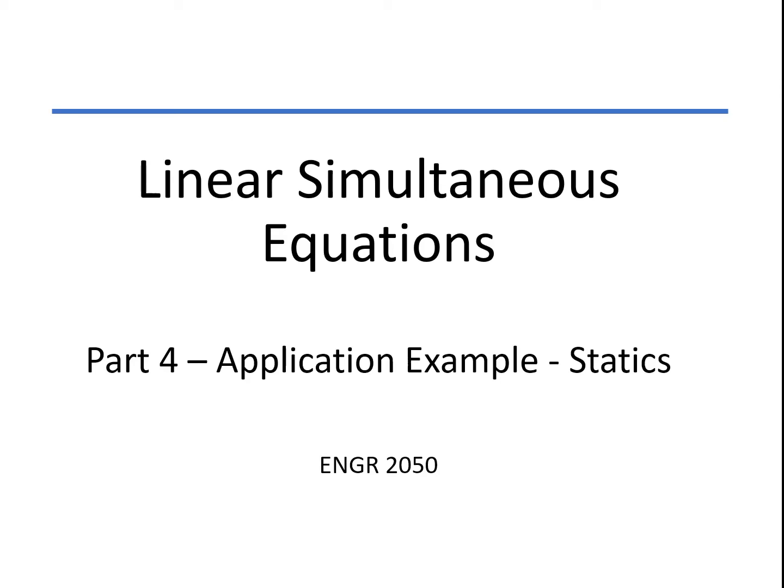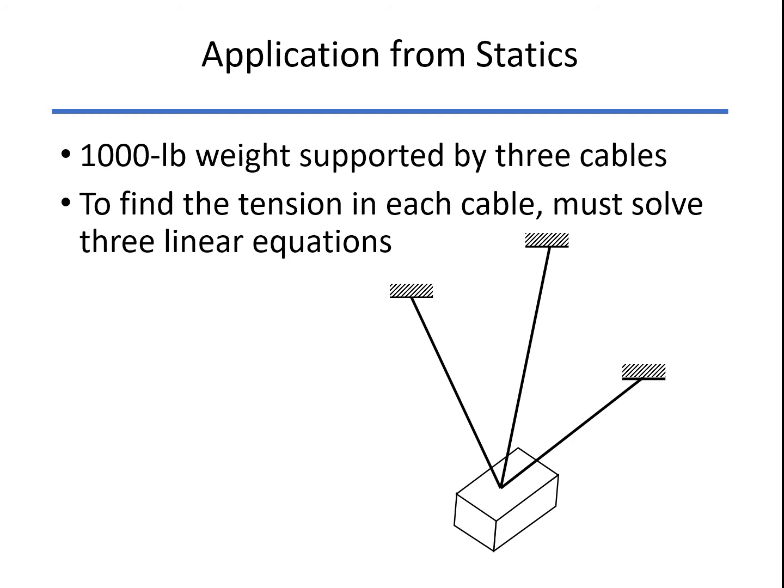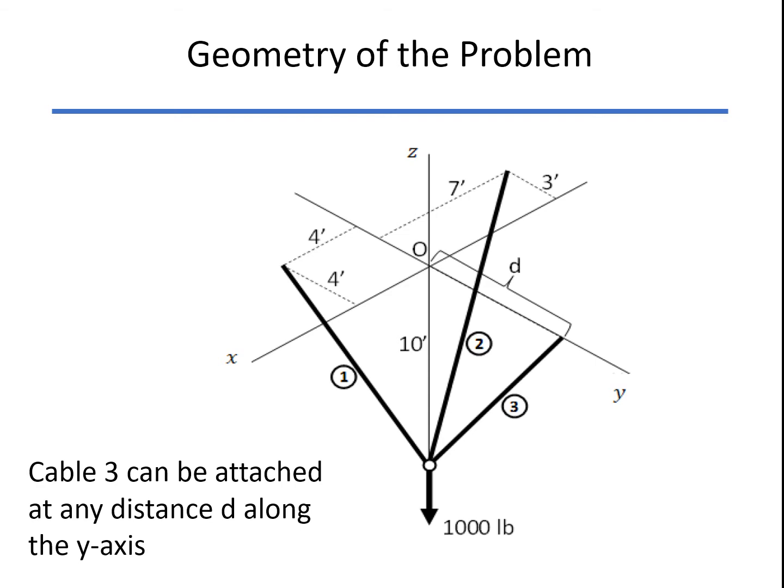Our second application of linear simultaneous equations comes from statics. And like with the electric circuits, you don't have to worry too much about the details of how we come up with the equations, but I do want to show you a little bit of the background and what those equations mean. So in this case, we've got a 1,000-pound weight. We've supported it with 3 cables that are attached to the ceiling, and we want to find the tension in each cable. So since there are 3 unknowns, we need 3 linear equations to do that.